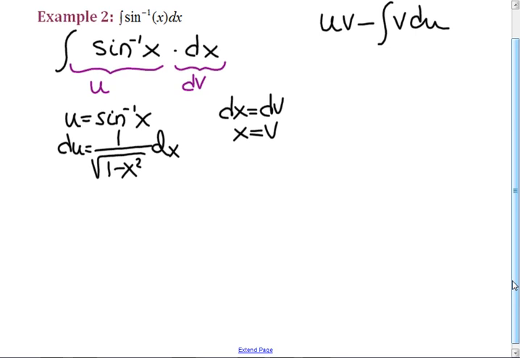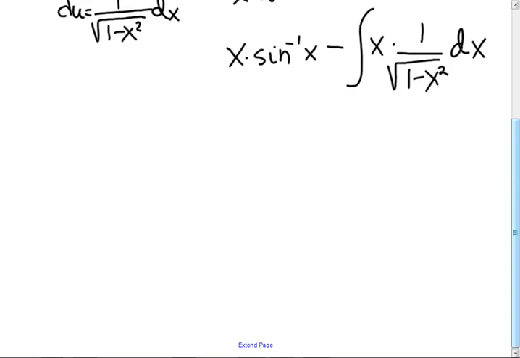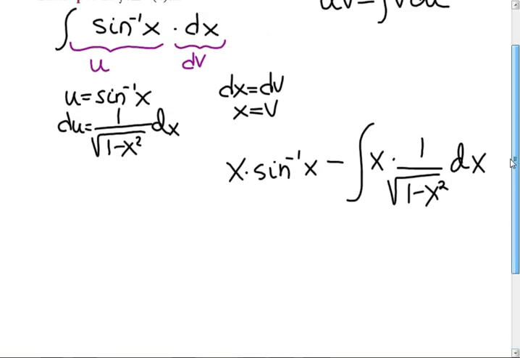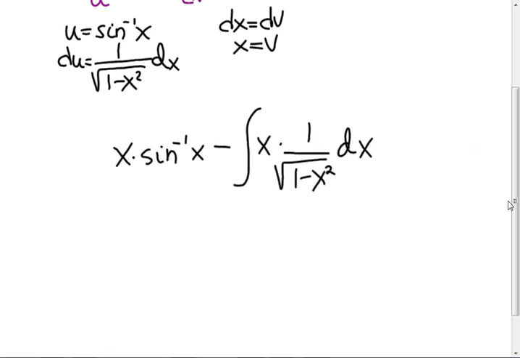So u times v is x times the inverse sine of x, minus v, which is x, times du, which is 1 over the square root of 1 minus x squared dx. Can we integrate that? Because without the dx, you don't have a differential and you can't do an antiderivative. I'm going to have to do a regular u substitution.